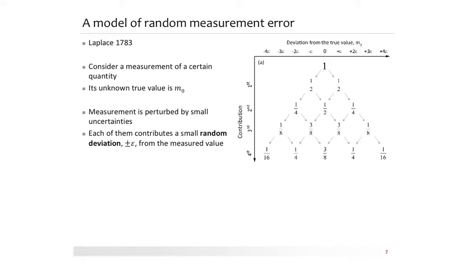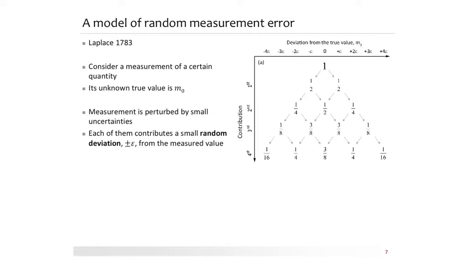So you can consider a measurement of a certain quantity, and it's unknown, and its true value is, let's call it m0, but we don't know it exactly. And it's in the middle of this graph, so there will be a deviation from this ideal value. Each measurement is perturbed by a certain amount of uncertainties, as I showed you in the previous example. Each of them will contribute a small random deviation, plus or minus epsilon. And in this very simple model, all these epsilons have the same magnitude. It's just that one of them will increase the result, and another one will decrease.